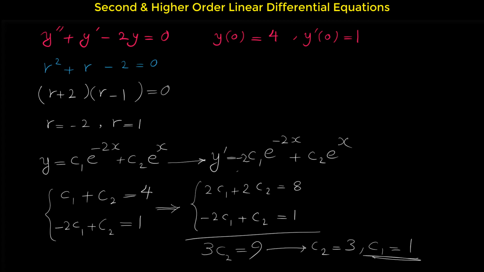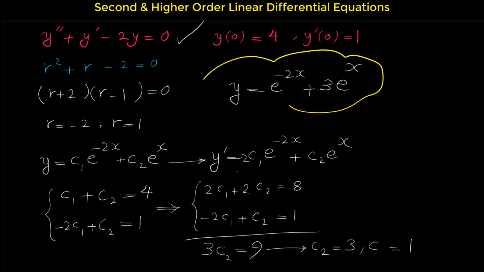Now, if we plug in 1 for c₁ and 3 for c₂ here, we can write our particular solution. y equals c₁, which is 1, so 1 times e to the negative 2x plus 3 times e to the x. Note that c₂ is 3, so we plug in 3 here. So this is the solution of this differential equation. This is the final answer.